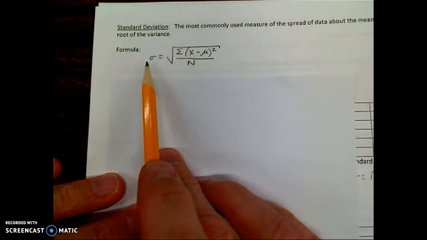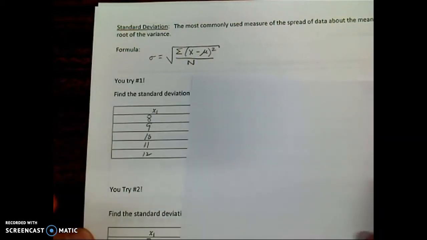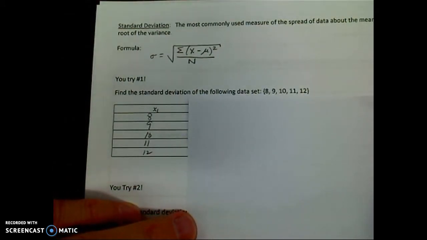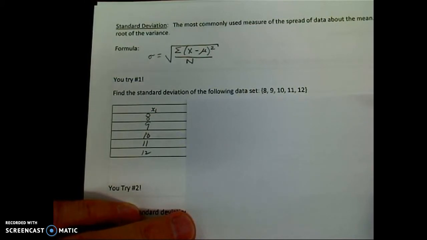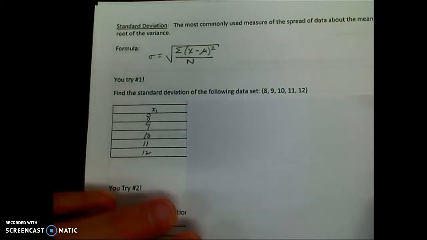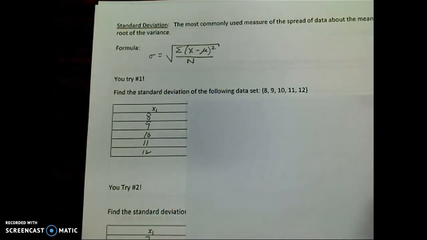So where in variance this was sigma squared, for standard deviation we're just going to use sigma to stand for that. So let's do a couple of examples. What I'd like you to do is stop the video and go ahead and fill out the table you find here for You Try number one, the standard deviation of the following set. Your first move is going to be to find the average of those 5 numbers. So go ahead and pause the video, find that average, and enter that into the second column.